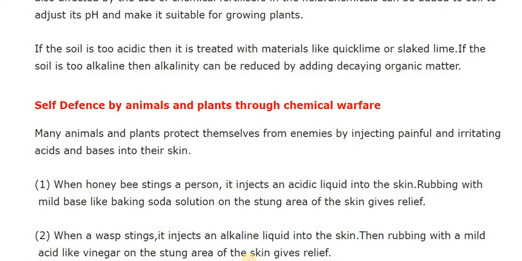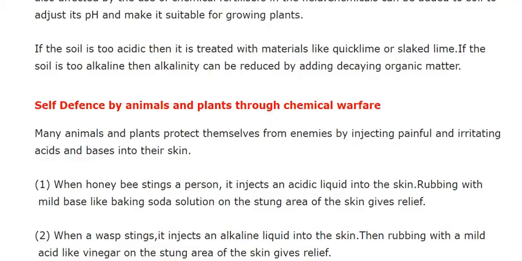Acid rain causes skin irritation, and it also has a very harmful impact on aquatic animals. So you have to write down this kind of point when they ask you to write down the importance of pH in daily life.